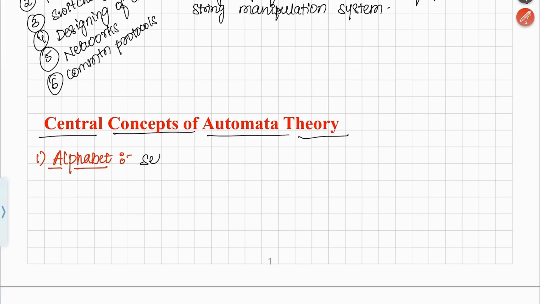Alphabet is a finite and non-empty set of symbols.